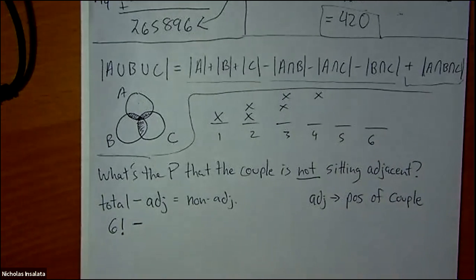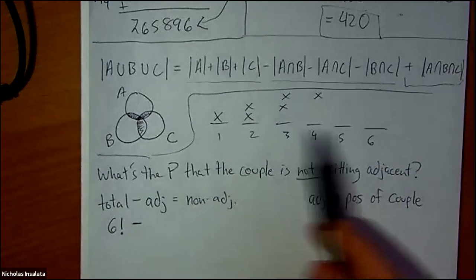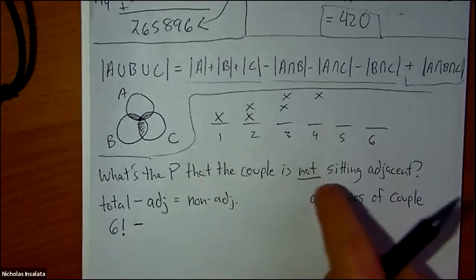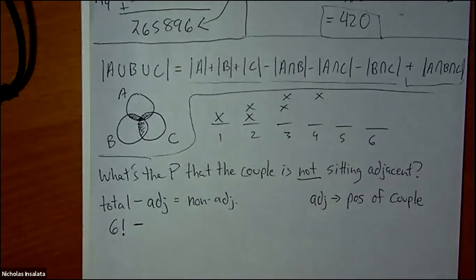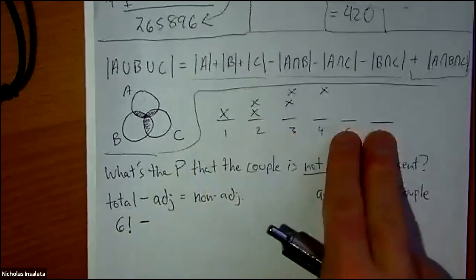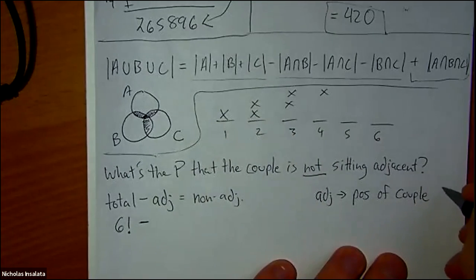Okay, so we're going to pick the position of the couple. How many different positions could the couple be in? Could they be in 1, 2? 3, 4? 5, 6? How many different arrangements would we have there? Yeah, 5 of them, right? Because they could be in 1-2, 2-3, 3-4, 4-5, or 5-6. So it'd be 5 of those.